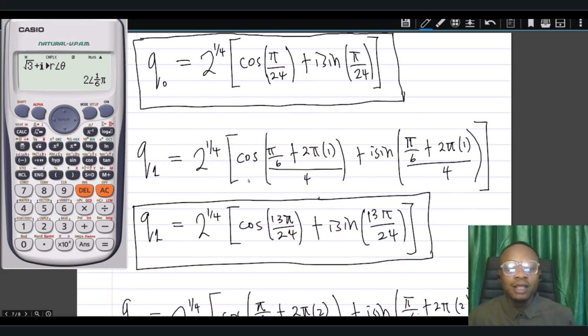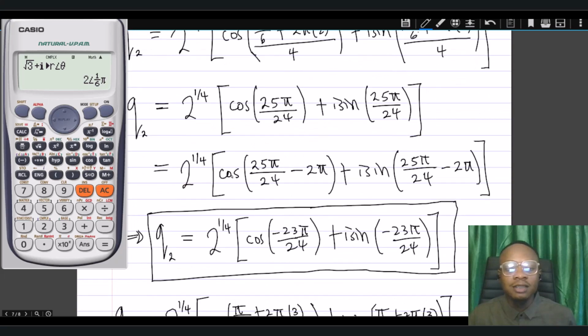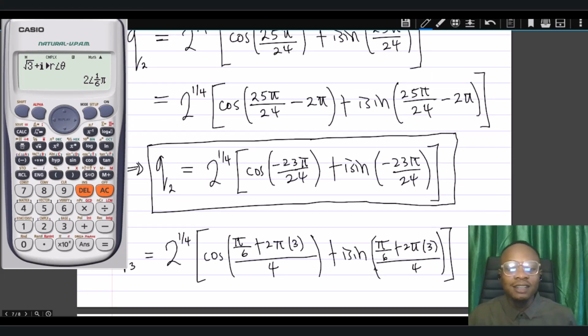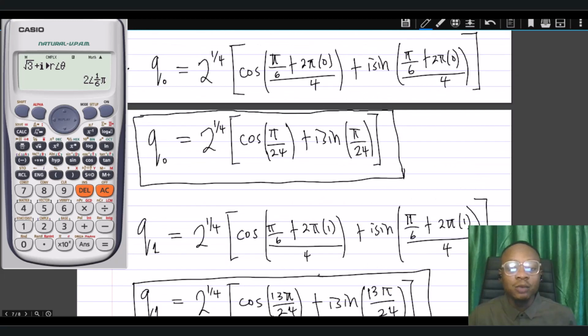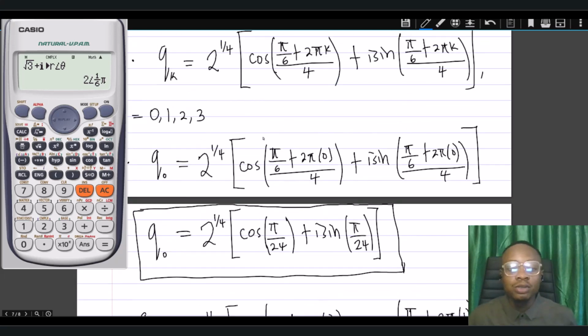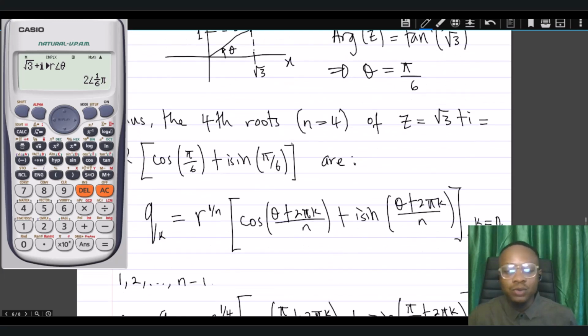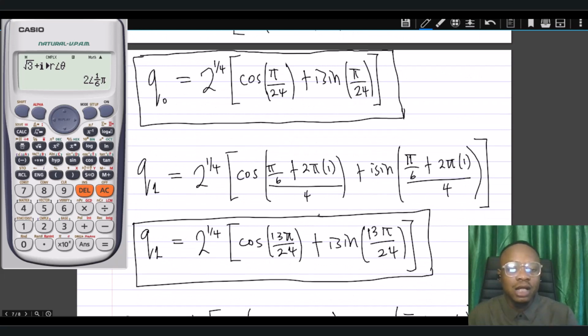Let's see how this plays out, so let's enter this function. Let's enter the first one and see. That means that when we put all of this together and raise everything to the power of 4, it must give us root 3 plus I. That we are getting its fourth roots. That is how we verify our results. So we can do that right away.